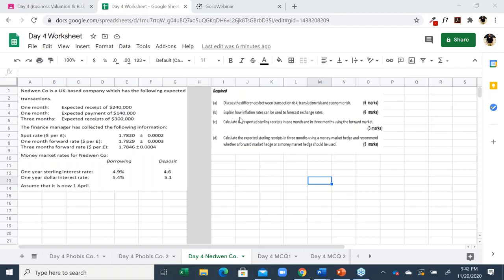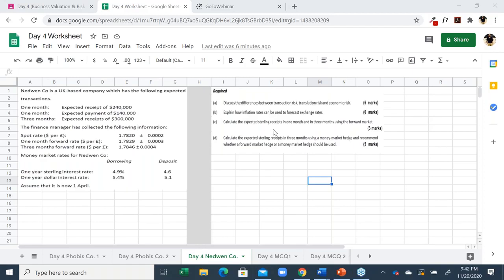Now, explain how inflation rates can be used to forecast exchange rates. It is asking for a theory, that is purchasing power parity theory. So that's just an explanation. I have uploaded risk management handouts in which the exchange rate movements due to inflation topic has been explained there. So I'll just skip this for a while, and I'll just jump to the C part.